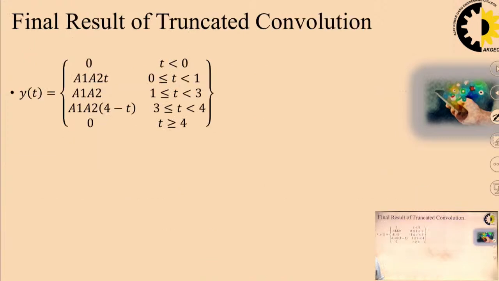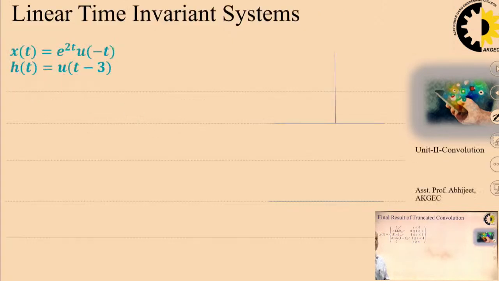So if I summarize the results, if t is less than 0, the output is 0. If t is between 0 and 1, the output is a1 into t. If t is between 1 and 3, the output is a1 into a2. If it is between 3 and 4, the output is a1 into a2 into 4 minus t. If t exceeds 4, there is no overlapping, and then there is no output of the system. So for truncated signals, we have to pay a little bit more attention. However, for non-truncated signals like this, we can directly evaluate the convolution. But this is also a unique case in itself.